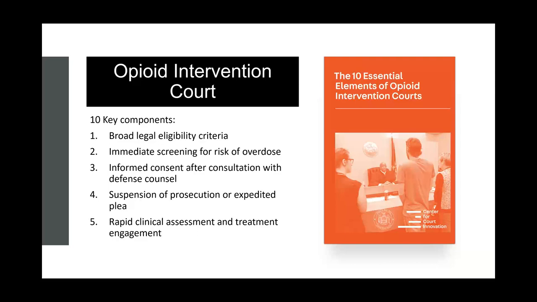And then immediate screening for risk of overdose. This is where, if you start looking at your sequential intercept model again, arraignment is too late. Arraignment is not set up to be something where you say, okay, we might send you for an assessment. We think you might be eligible for a drug court. We think that would be best. You've been in here twice for possession. We think it's possible that this could benefit you.